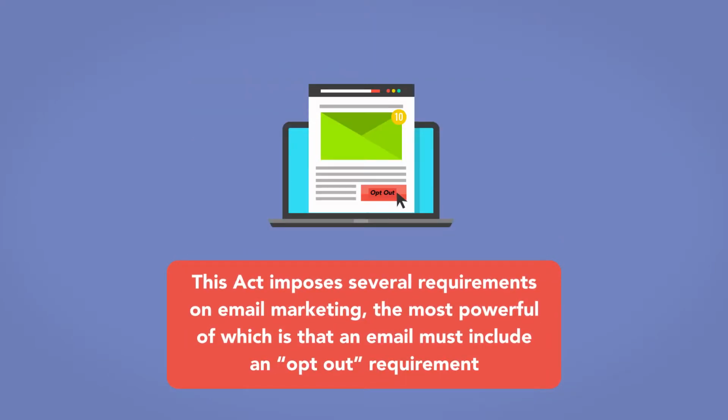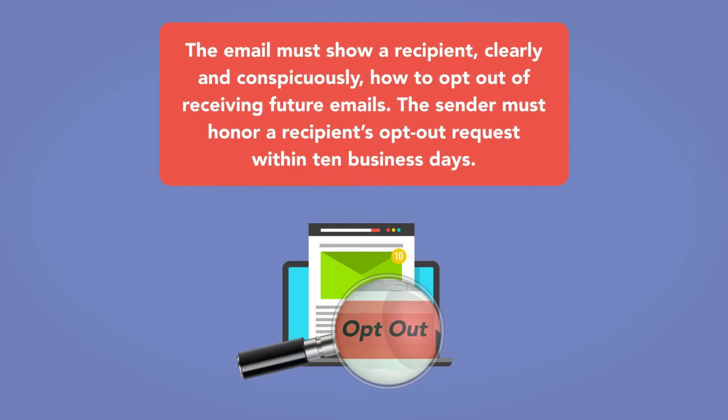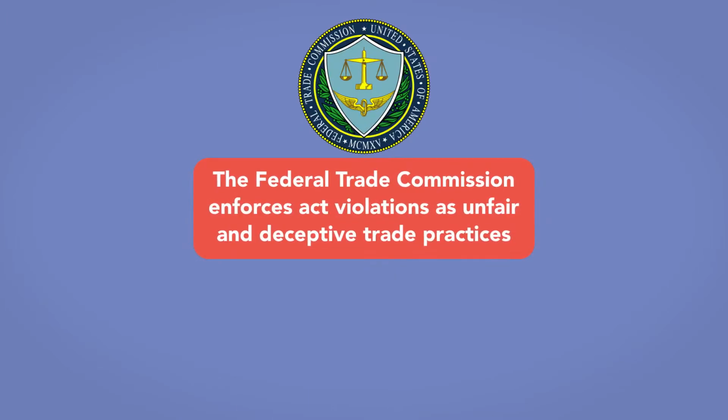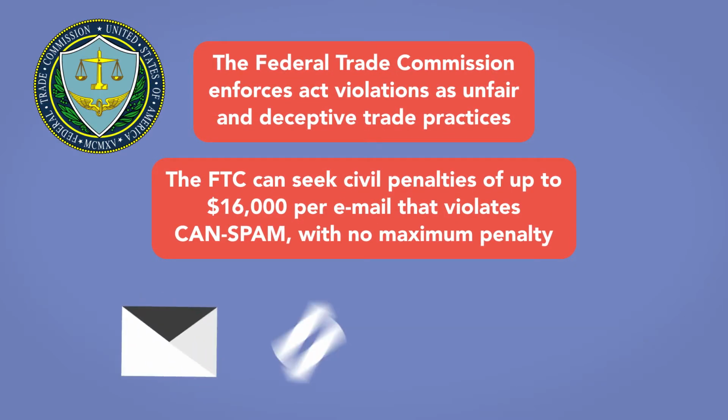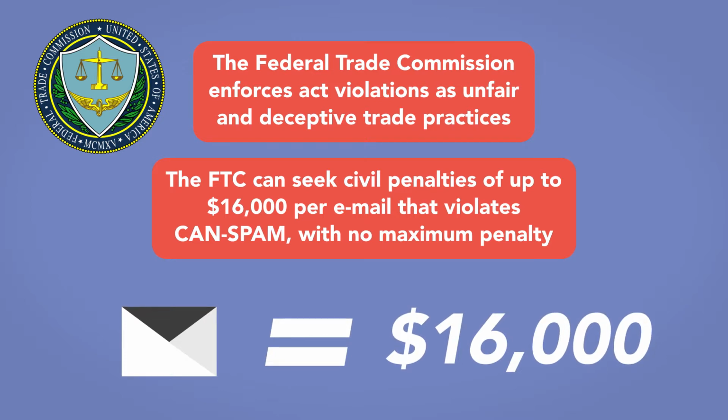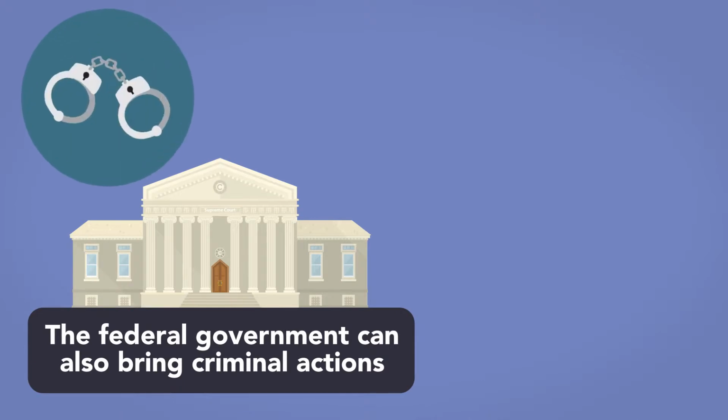This act imposes several requirements on email marketing, the most powerful of which is that an email must include an opt-out requirement, meaning the email must show a recipient clearly and conspicuously how to opt out of receiving future emails. The sender must honor a recipient's opt-out request within 10 business days. The Federal Trade Commission enforces act violations as unfair and deceptive trade practices. The FTC can seek civil penalties of up to $16,000 per email that violates CAN-SPAM with no maximum penalty. The federal government can also bring criminal actions.